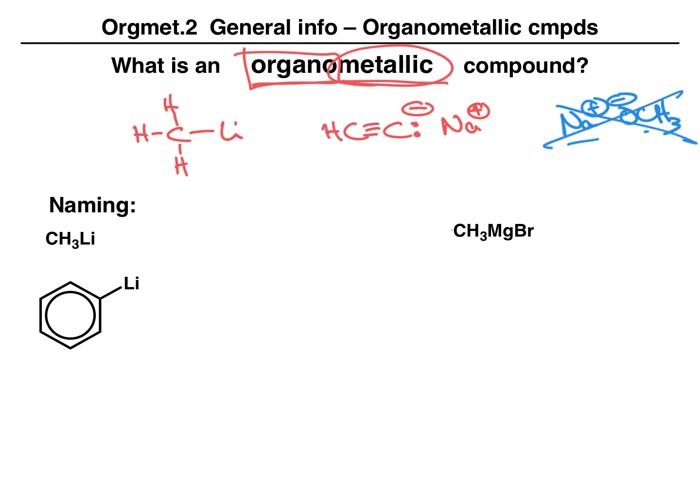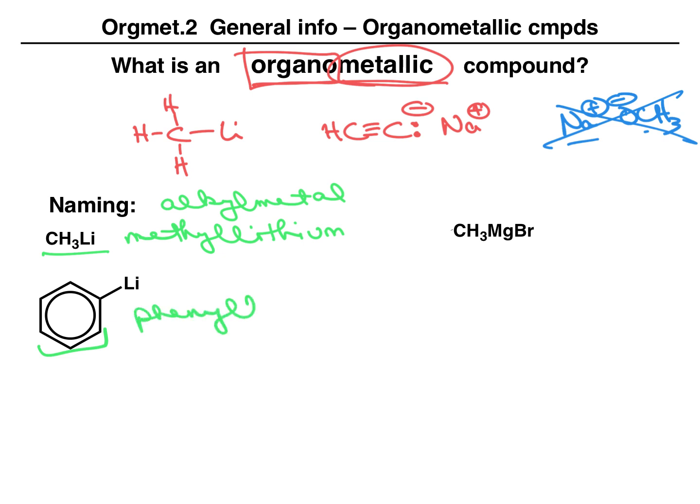Now, to name organometallics, in some cases it could be named as an alkyl metal. So this first example, this is methyl lithium. Two L's because one is for the methyl and one is for the lithium. This as a substituent is a phenyl group, so this is phenyl lithium.